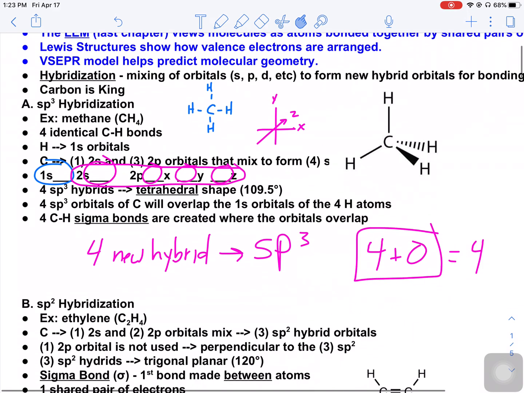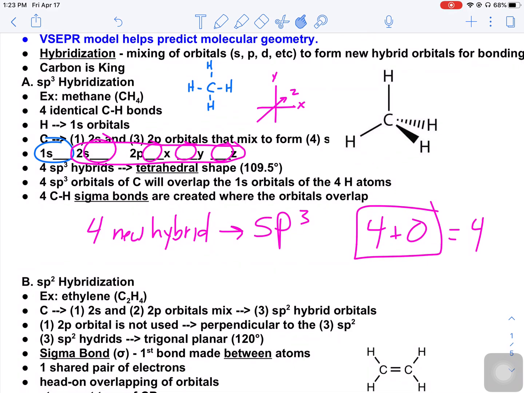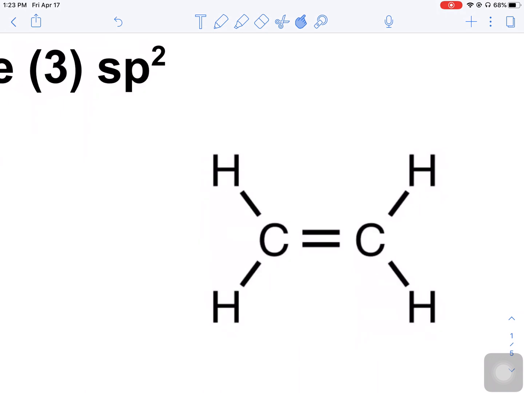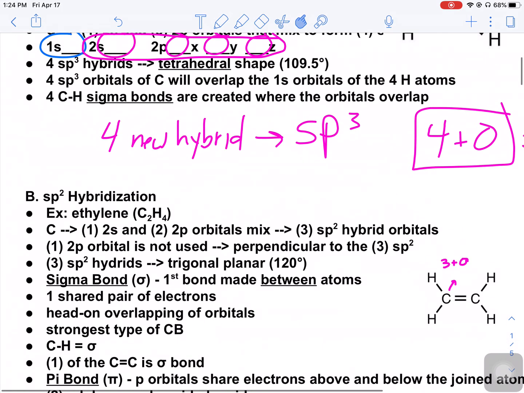All right, so let's look at another type of hybridization, okay? Ethylene. If I were to draw ethylene, we have 2 carbons in the middle, and those carbons are double bonded, and each one of those carbons has 3 neighbors. Both carbons are really the same, so we could say that carbon has a 3 plus 0 center atom combination, meaning that carbon has 3 neighbors and 0 unshared pairs. So let's kind of go back and look at this.